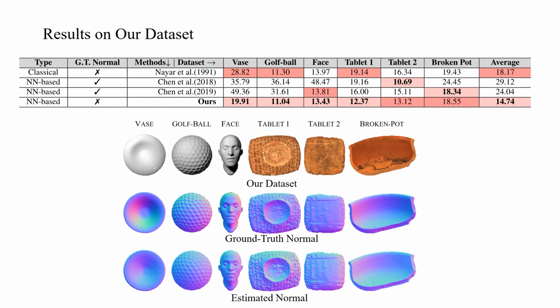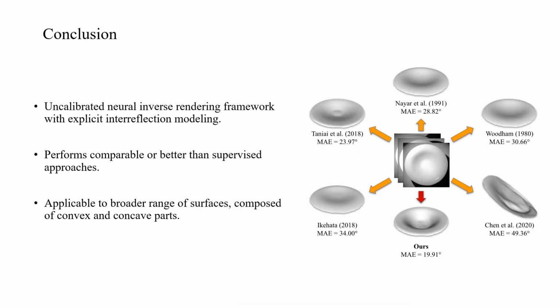To sum up, we proposed an uncalibrated neural inverse rendering framework with explicit interreflection modeling. It performs comparable or better than supervised approaches without requiring ground truth surface normals, and it is applicable to a broader range of surfaces.